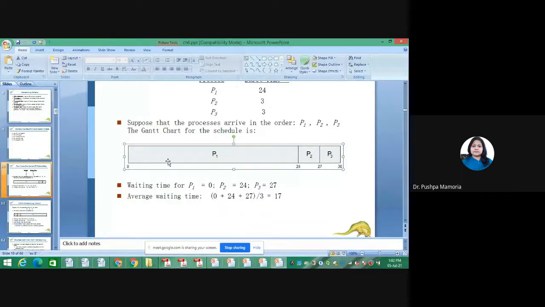Convoy effect means all other processes wait for a long process to get off the CPU, right? We can see here P2 and P3 have very little execution time as compared to P1, but they have to wait long because of the big execution time of P1, right? So this is known as the convoy effect. Clear?